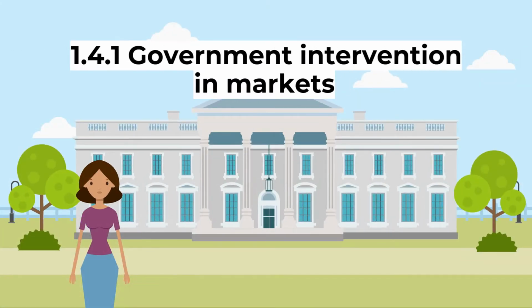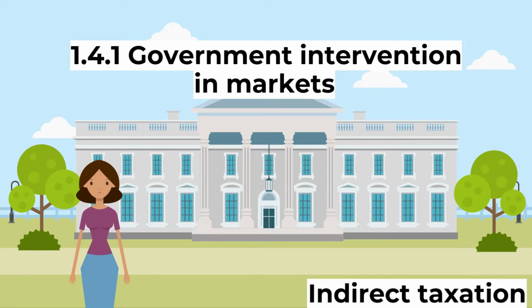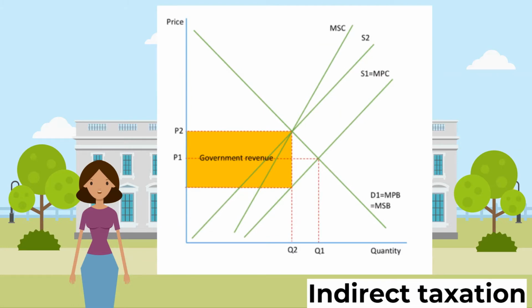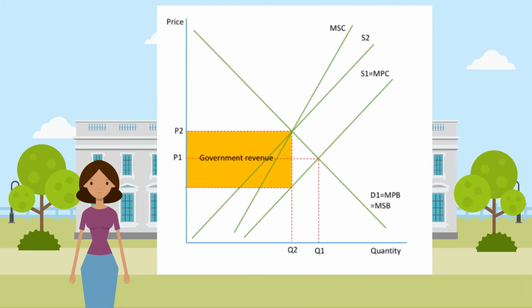For today, government intervention in markets. First off, indirect taxation. When the good has a negative externality, the government can introduce indirect taxation to prevent market failure. This will cause a fall in supply and increase the cost to the individual, so the supply curve or MPC curve will shift from S1 to S2.